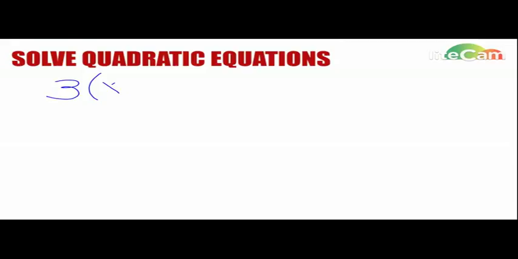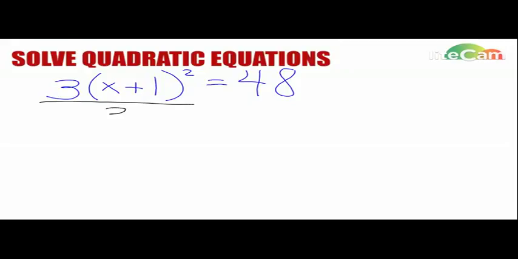All right, here's one more example. This one's a little bit different. We have a 3 times x plus 1 squared equals 48. Now, let's just remember, x plus 1 squared is just an x plus 1 times an x plus 1. Okay? If I divide by 3, I'm going to get x plus 1 squared equals 16.